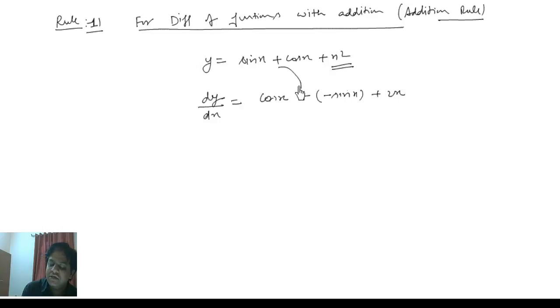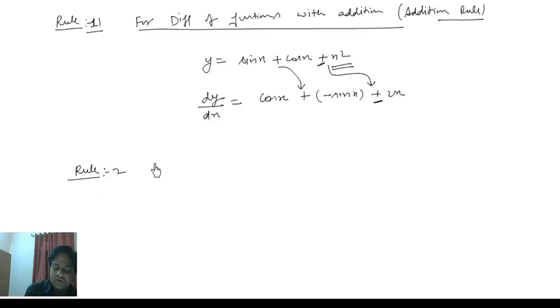If a positive sign is there, then you replace the positive sign as it is, and if there had been a negative sign, then you would have replaced it with a negative sign. If it is positive, replace positive; negative, replace negative, and differentiate each part of the function. That is why I have named it the addition rule, that you have to differentiate each part in the addition and then you'll get the result.